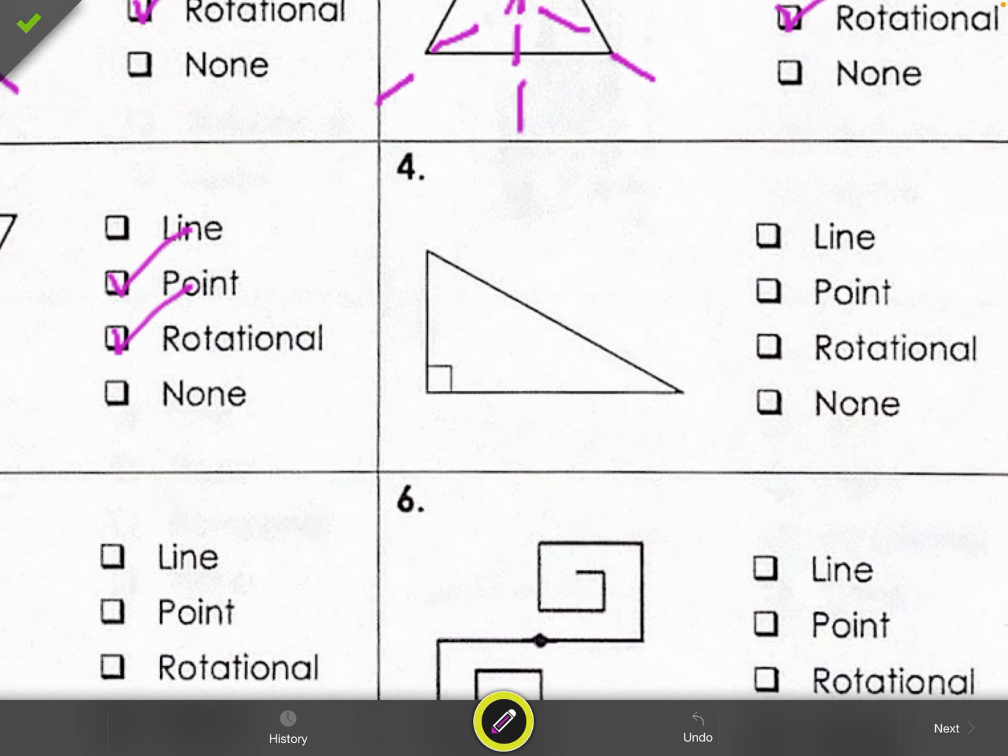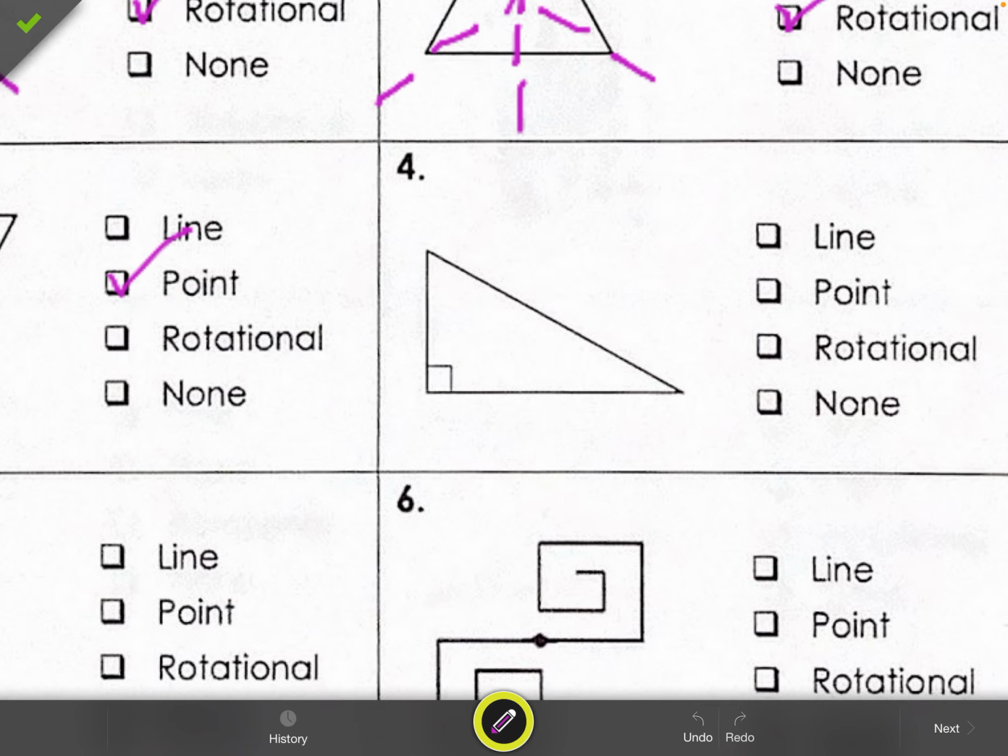This is a right triangle. So line. Can we draw a line anywhere that would cut that into 2 smaller congruent parts, or have a mirror reflection? So vertical, nope, vertical doesn't work. Horizontal doesn't work. Diagonal does not work. None of those work. Oh, sorry, that's a no for line.